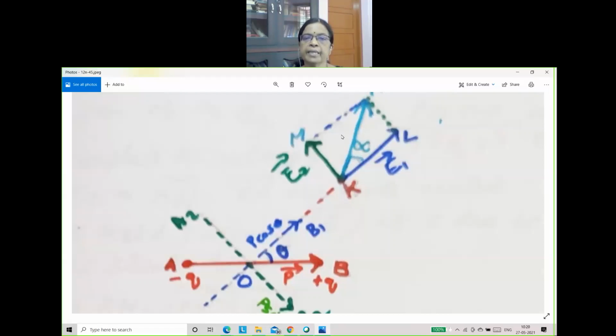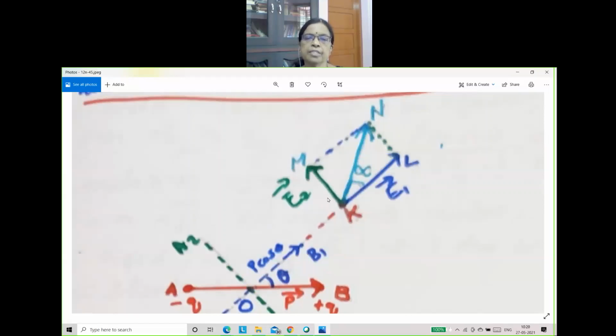So that also you have to write here. Vector E, the resultant field vector E. Kn gives the resultant field. All of you write in your notebook. This is vector E, that's the resultant field. Okay, along Kn. Resultant field is along Kn.